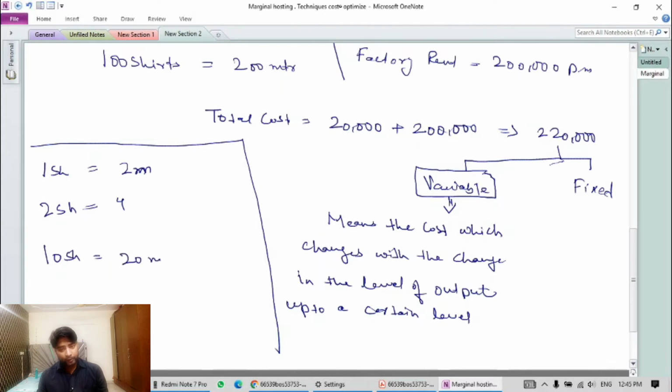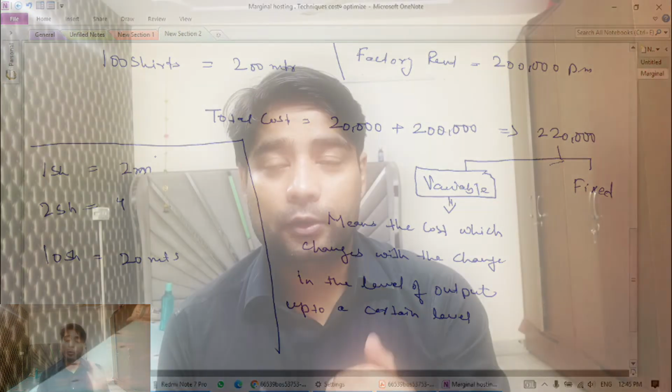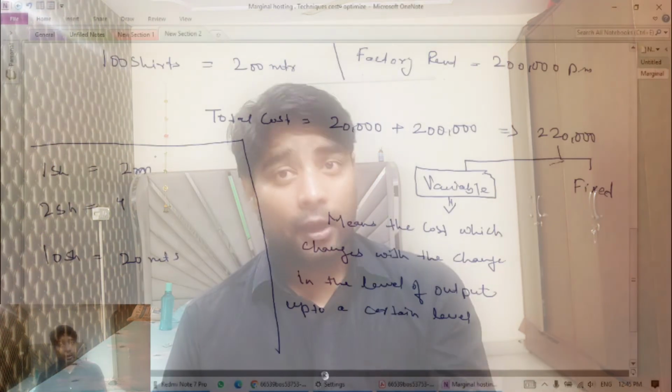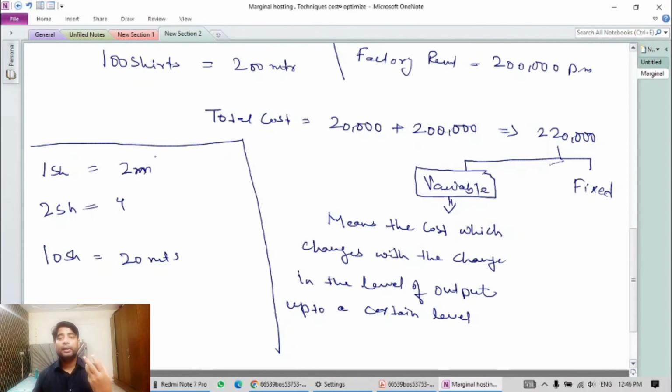Sir, 20 meters. So as you know, my production is increasing. If I produce more and more shirts, then I need more and more cloth, and the cost of my cloth will be rising with the rise in output. In simple terms, it means when we produce more, the cost will be more. And when we produce less, the cost will be less. And when we produce zero, the cost will be zero.